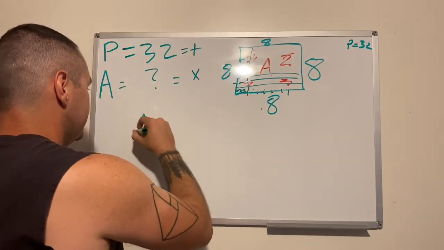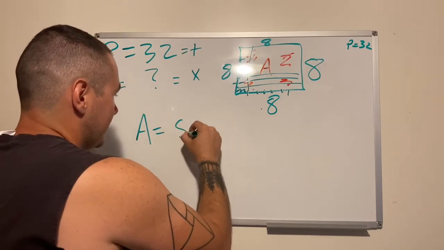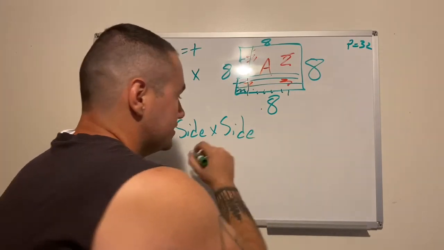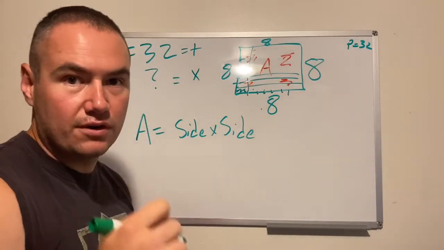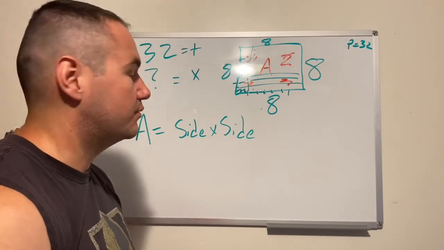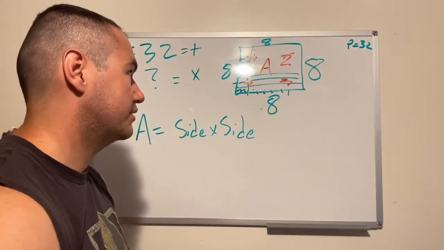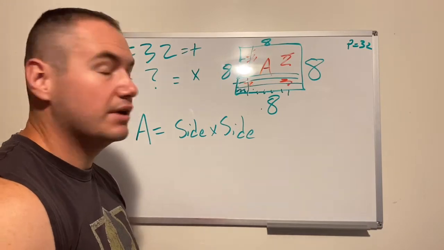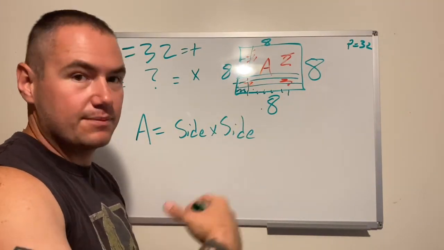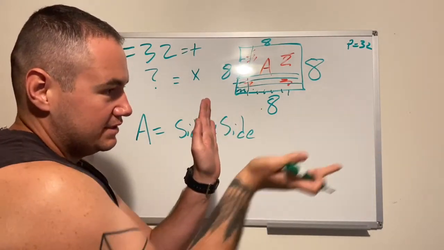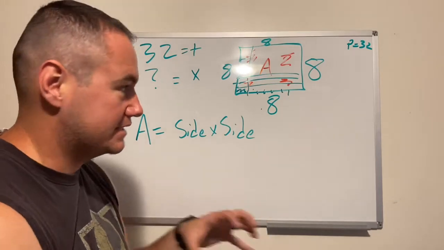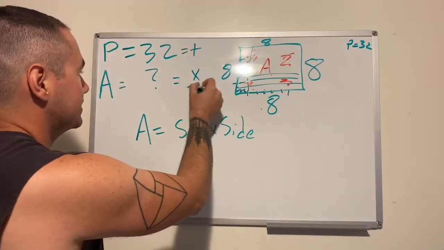So the area is equal to side times side. Now this isn't true for all shapes, but this is true for squares and rectangles. So most of your quadrilaterals, not all of your quadrilaterals, but most of your squares and rectangles, you times one length by the width or length by height. You times one side by the other side, and you're going to figure out how much space there is in the inside of it. That's how you find the area. That's why we use multiplication to find area.